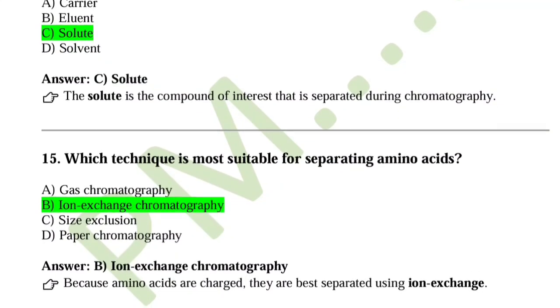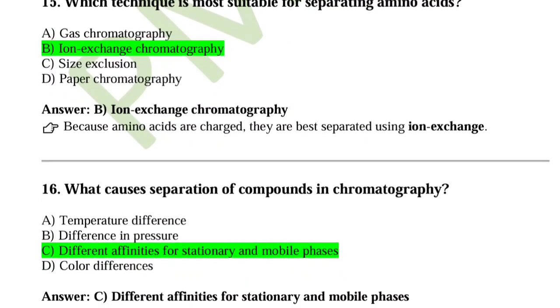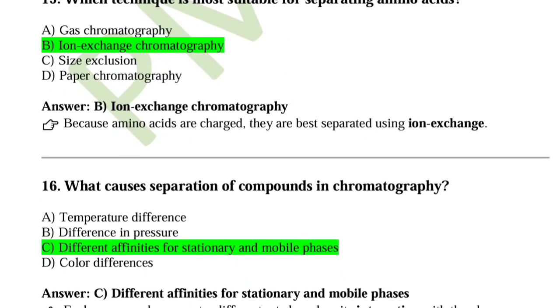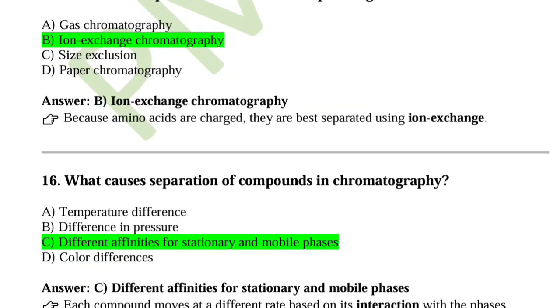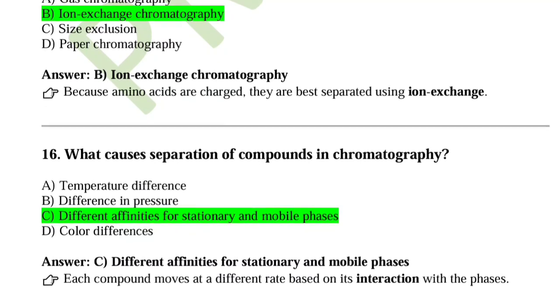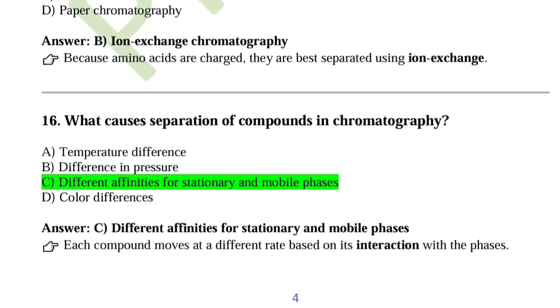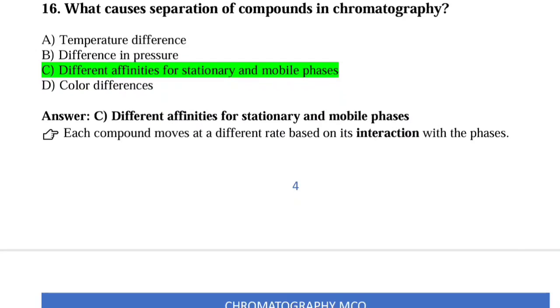Question number 15: which technique is most suitable for separating amino acids? Ion exchange chromatography is most suitable for separating amino acids. Question number 16: what causes separation of compounds in chromatography? Option C is correct: different affinity of stationary phase and mobile phase is the cause of separation. Each compound in a mixture moves at a different rate based on its interaction with the different phases.